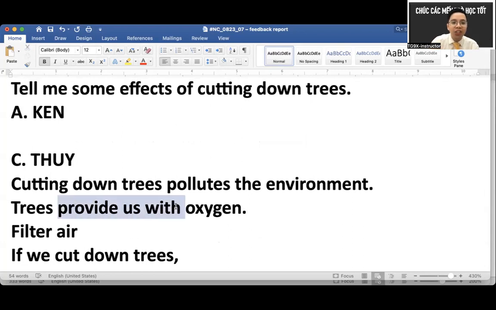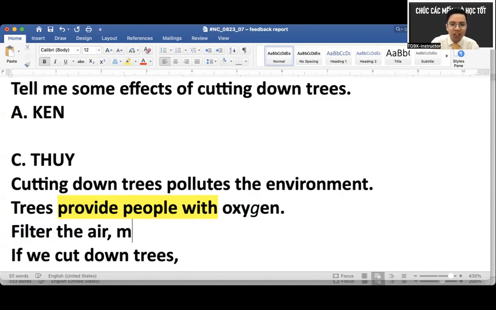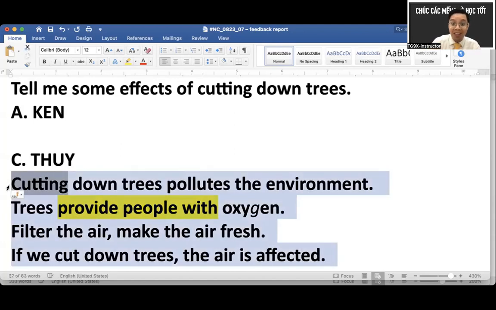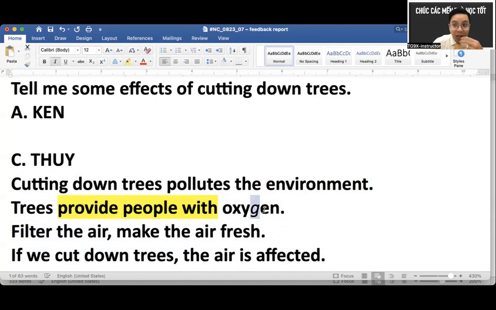So I will introduce to you this phrase: provide us or provide people with oxygen. This is gen, not gain. Oxygen. Filter the air. Make the air fresh. So if we cut down trees, the air is affected. I would like you to repeat this after my question to Anken.